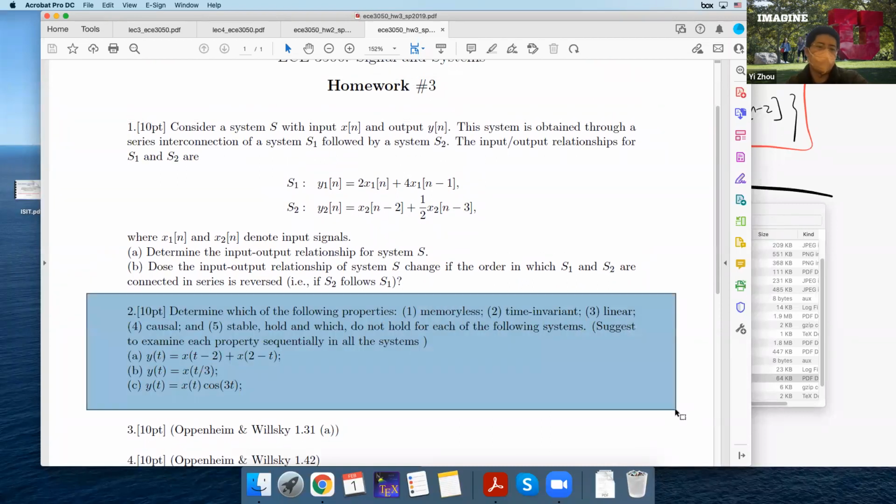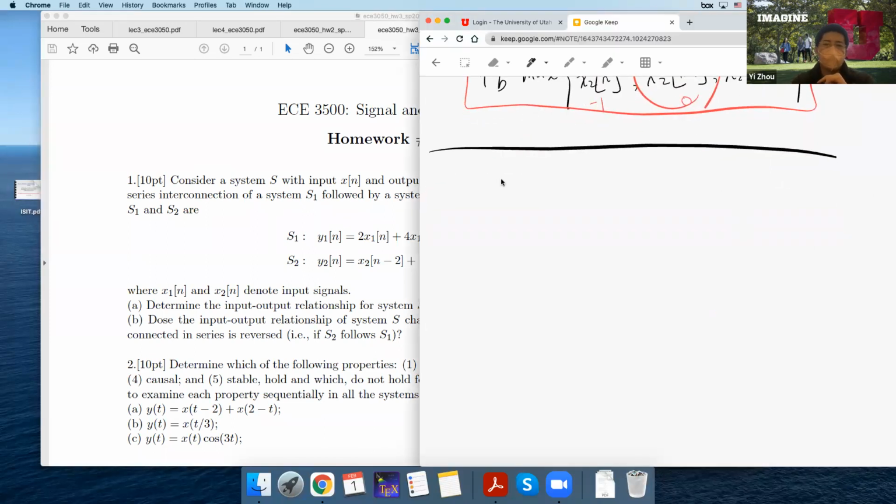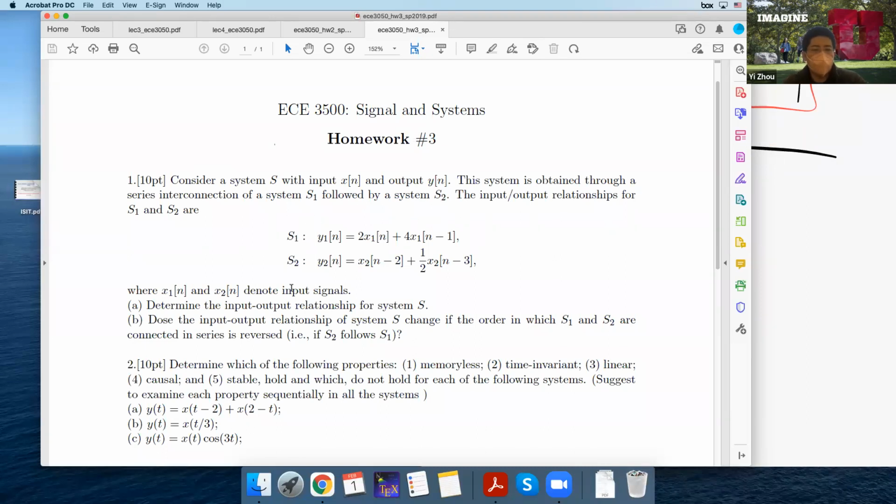So the second one is quite standard. It's just following the slide definition. Now the first one is: consider a system which is an interconnection of two systems, S1 and S2, and S1 is followed by S2. So the diagram is S1 and S2, and you have x and you have y, the corresponding input and output. The system equations of these two systems are given here, S1, S2. These are their corresponding system equations.